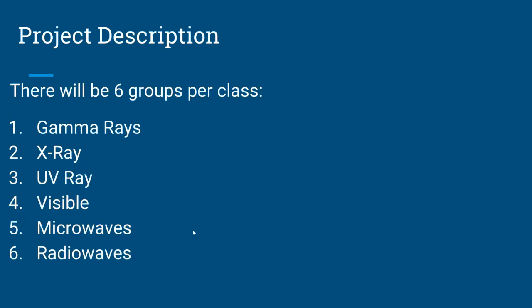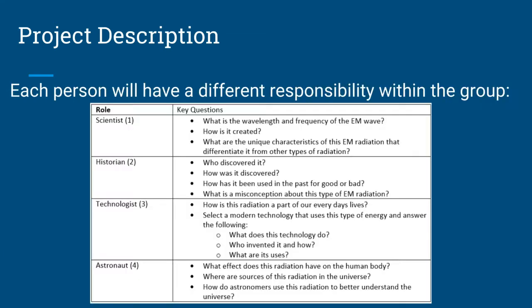You might notice that there is no infrared radiation group. I'm going to be the one in charge of the infrared radiation project, and it will be used as an example so you know what to do when you do your presentation. Within your group, there's going to be 4 people, if it's possible, and each person is going to have a different responsibility. You'll either be a scientist, historian, technologist, or astronaut. You're going to be analyzing this type of electromagnetic radiation from the perspective of one of these roles, and you'll be answering each of these questions.